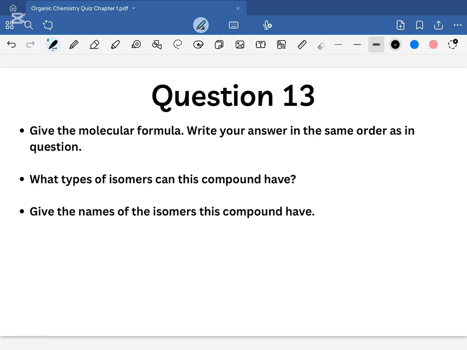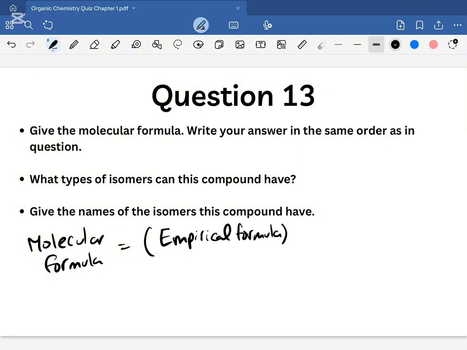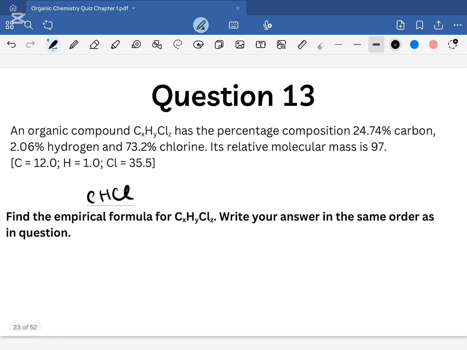Now, in the next question, they said, give the molecular formula and write your answer in the same order as in the question. So to find the molecular formula, I will use this formula. Molecular formula is actually equal to the empirical formula that we got, and I will multiply the empirical formula by the subscript x. Now x is equal to the molar mass over the mass of the empirical formula. Now the molar mass is given as 97.